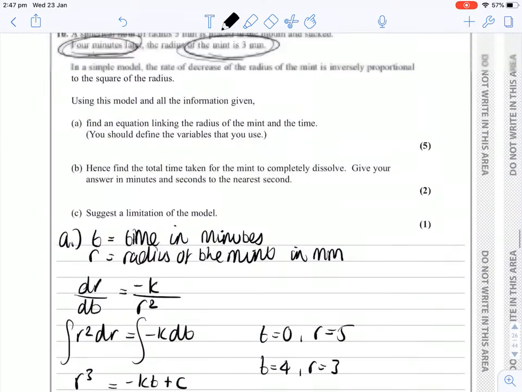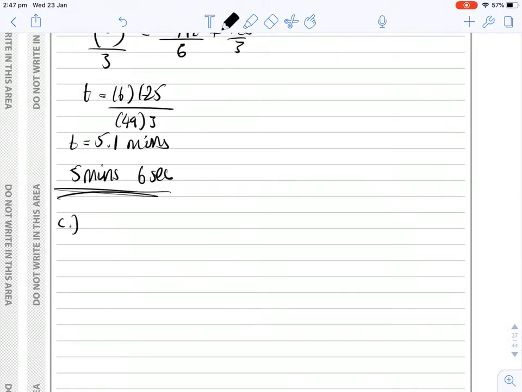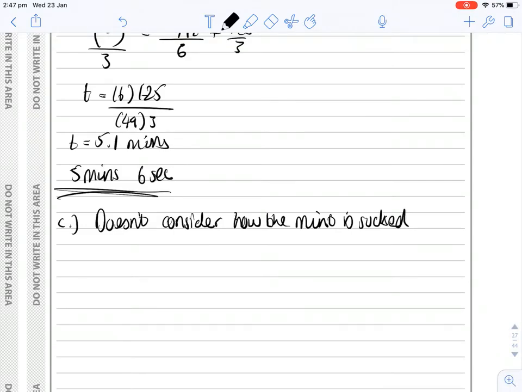Part C, suggest a limitation of the model. Well, it doesn't consider how the mint is sucked. However ludicrous that may sound as an answer, genuinely, it doesn't consider how the mint is sucked. You could also say that it doesn't say if it's bitten or chewed, or it's presumed that it's sucked uniformly. There are many different very strange answers that you can give to that.